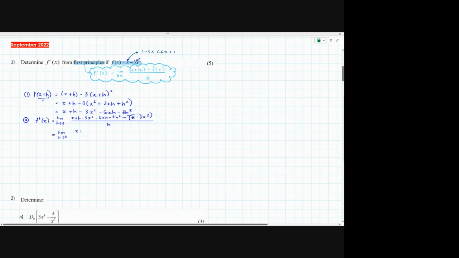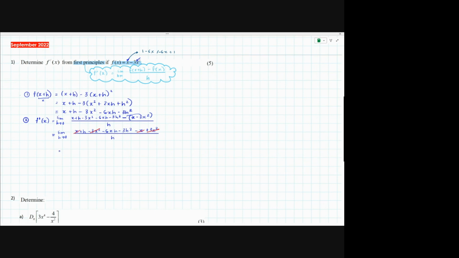Now, obviously, grade 12s, if you can see the distribution and you can see the terms that are going to cancel, you can just go straight to the simplified version. I'm just going to do the distribution so we can see. So this would be minus x plus 3x squared all over h again. And now we essentially gather our like terms. So x minus x, they cancel each other out, and negative 3x squared plus 3x squared cancel each other out.